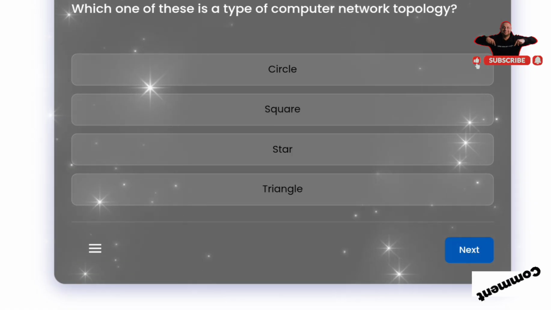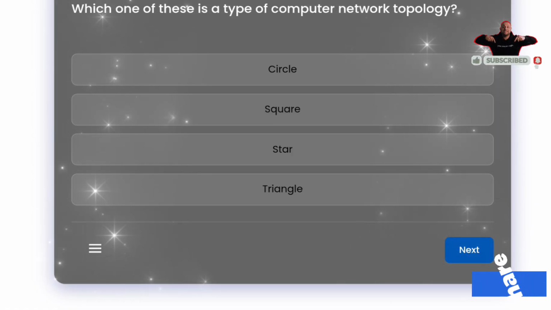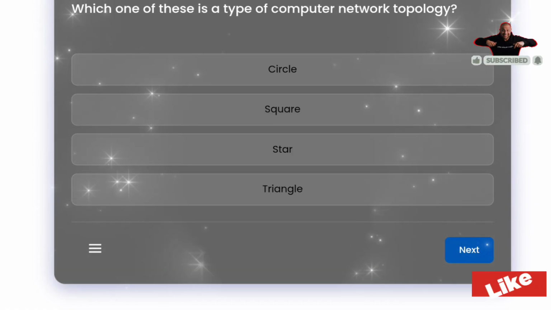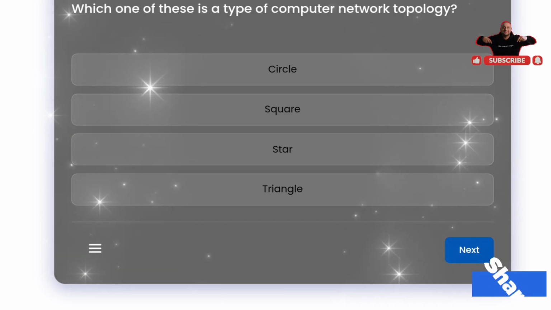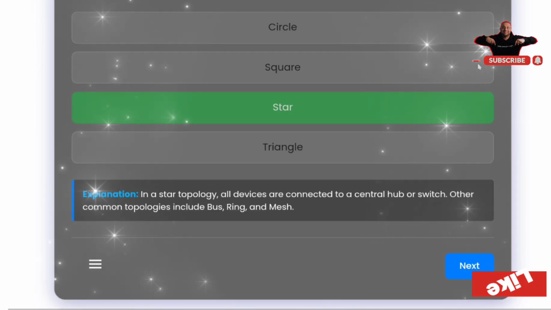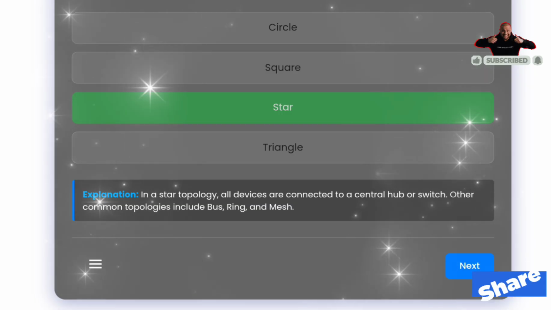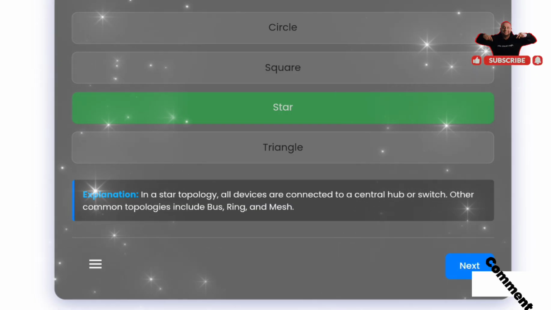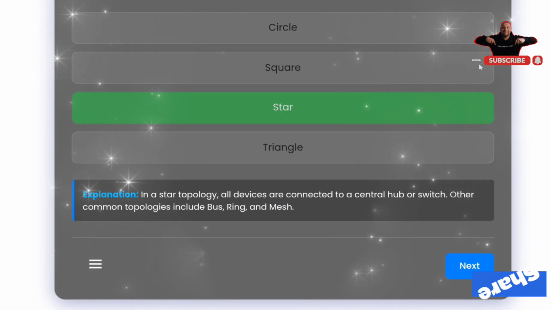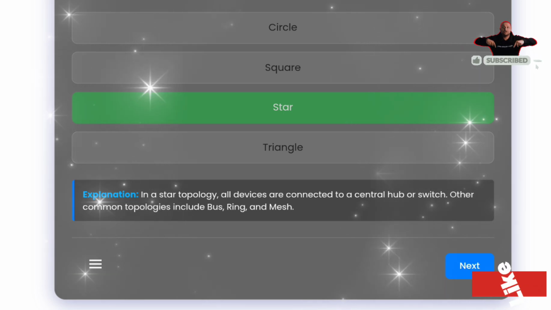Next question. Which one of these is a typical type of computer network topology? Star. In a star topology, all devices are connected to a central hub or switch. Other common topologies include bus, ring, or mesh.